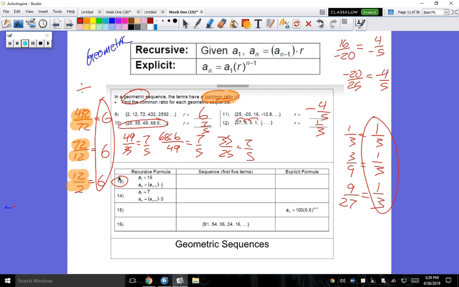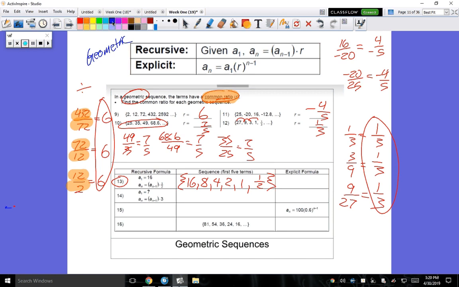Where do we start with? 16, yep. Then 8, good. 4, 2, yeah. 1, 2, 3, 4, 5, one more. And then 0.5 or 1/2. We'll do 1/2, okay? Alright.